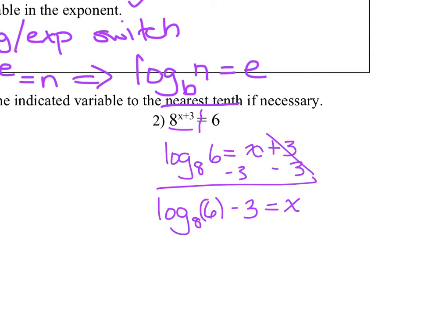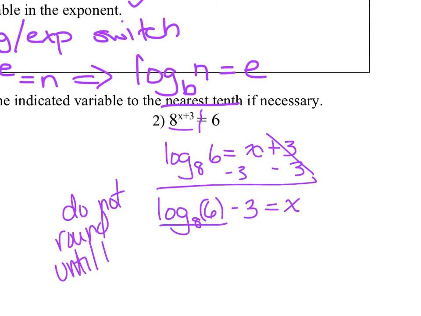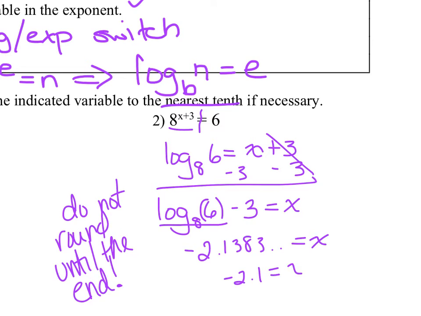Okay? Only thing you have to be aware of, if you do put this in the calculator early, do not round until the end. If you round early with logs, you're going to be off by hundreds of thousands. So it's definitely not a good idea to round early. You want to round only at the very, very end. So that's why if you plug it all in at once, you don't have to worry. It just does it. And this one is negative 2.1383, blah, blah. And it's negative 2.1. Cool.